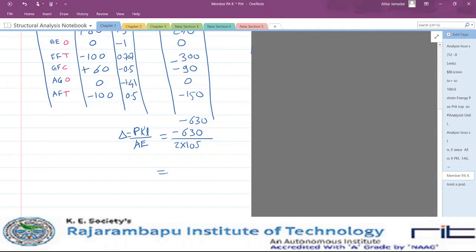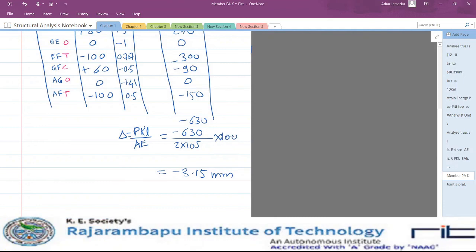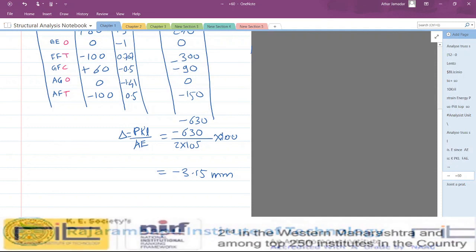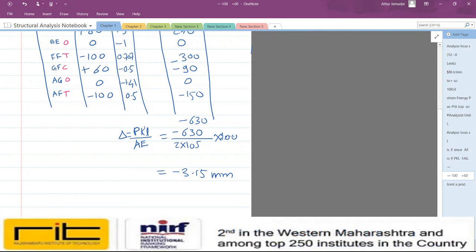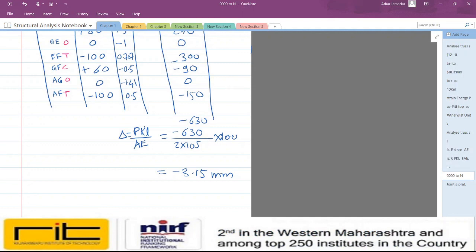So this answer is going to be minus 3.15. Here we have to multiply this by 100, because in this 630 I have taken length in meters, so the deflection at support B is calculated as minus 3.15.